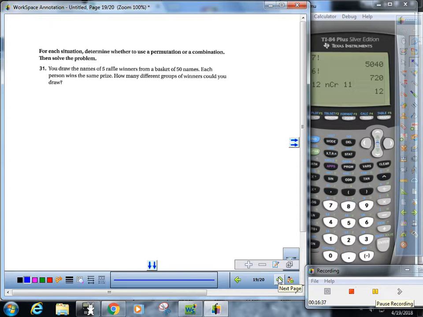Alright, for each situation, determine whether you use a permutation or a combination, then solve it. Alright, you draw the names of 5 raffle winners from a basket of 50 names. Each person wins the same prize. How many different groups of winners could you draw? Got it. Order does not matter. That makes this a group. A group is a combo of people. So this is 50 choose 5.